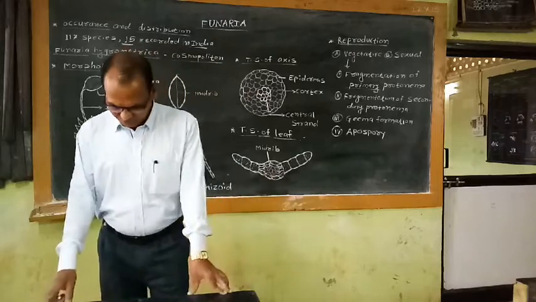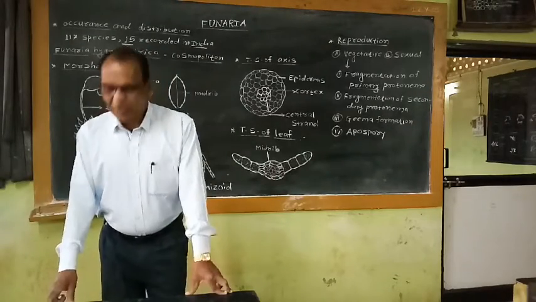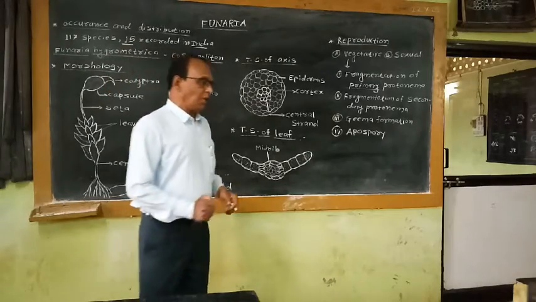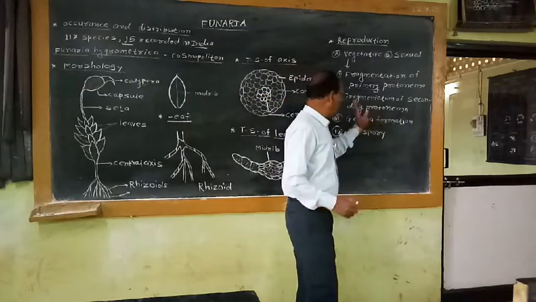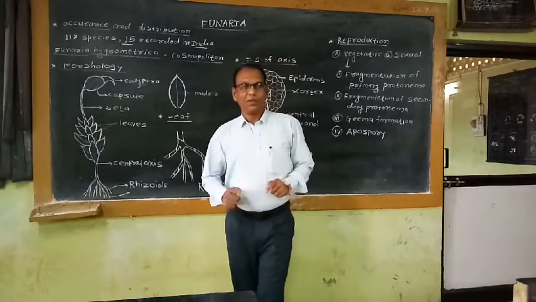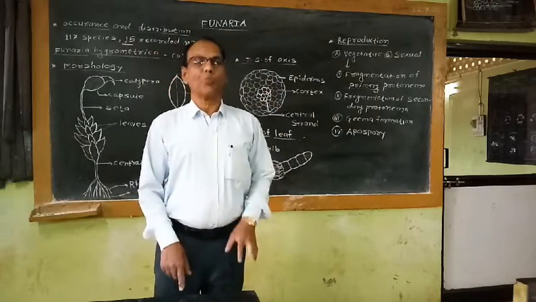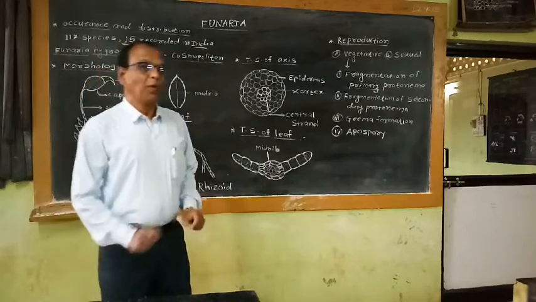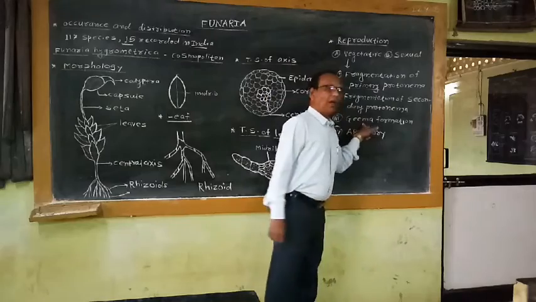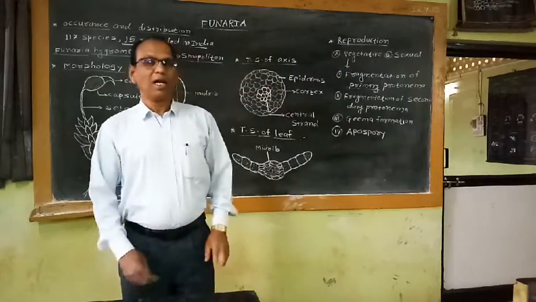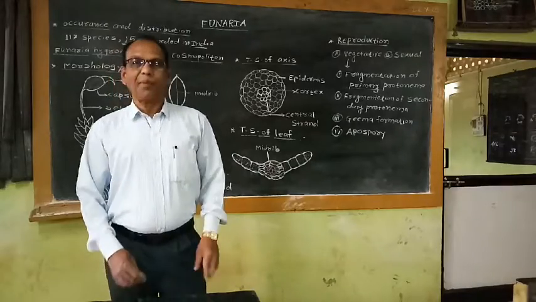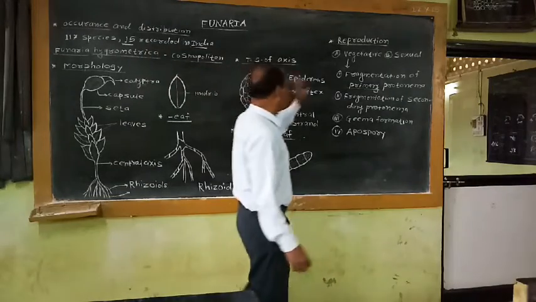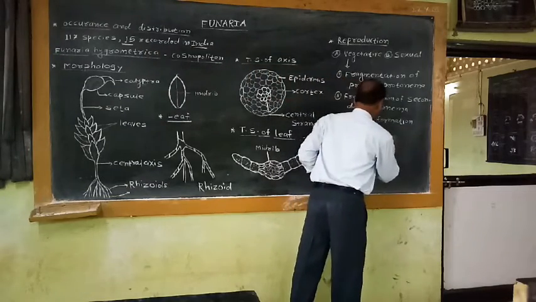Then the next method is formation of gemma. The gemma formation takes place from the terminal cells of protonemal branches. The terminal cells in the protonemal branches may divide in successive planes, in various planes, and form simple bulbils or gemma bodies, and these gemma bodies under favorable conditions are capable of producing the leafy gametophyte of Funaria.